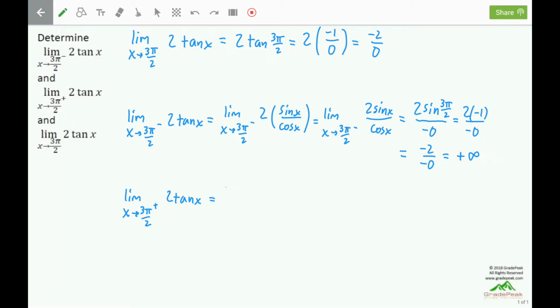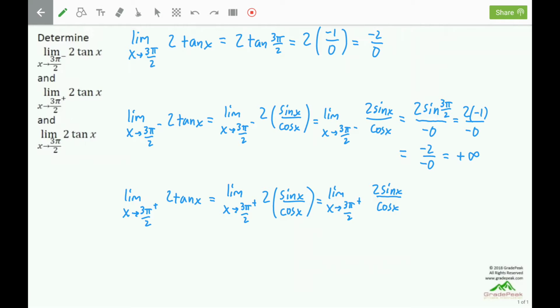The right-sided limit will work out in a similar fashion. We can rewrite tangent as sine over cosine, so we can see where the 0 in the denominator is coming from. Multiply the numerators to give 2 sine of x over the cosine of x.